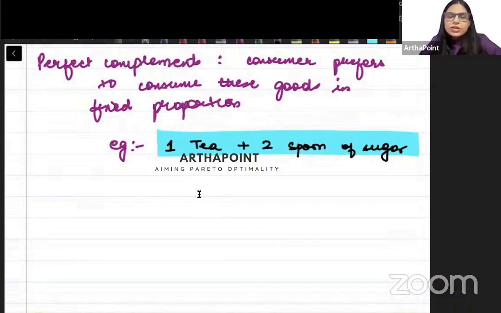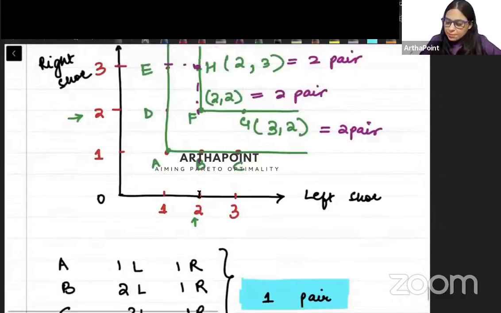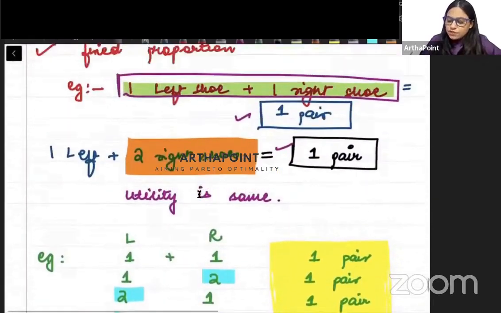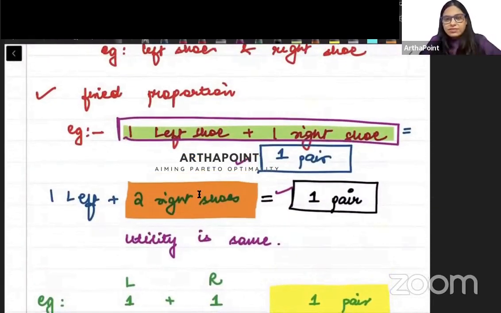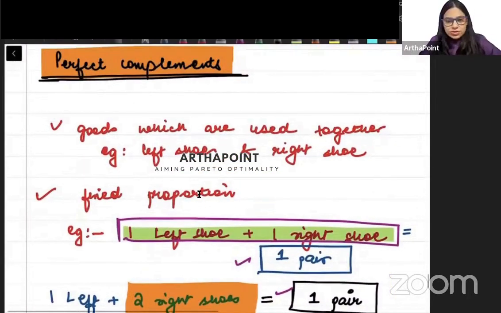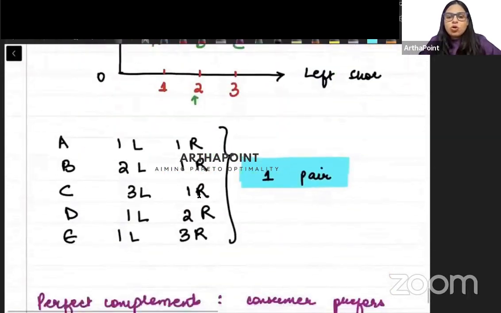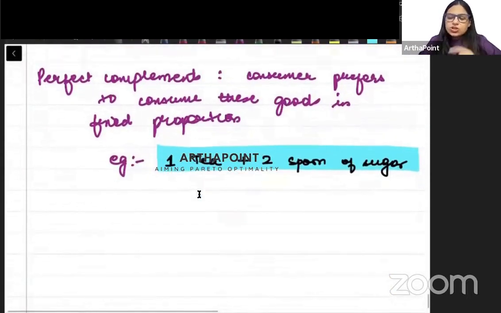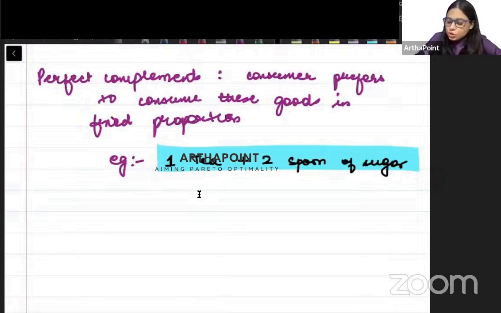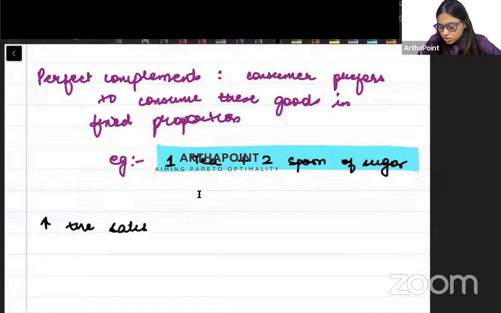The ratio need not be 1:1. यहाँ पे, for example, here you had the ratio 1:1. 1 left with 1 right, 2 left with 2 right. But the ratio will not always be 1:1. The ratio can be 1:2, 2:1, कुछ भी ratio हो सकता है. Am I making sense?